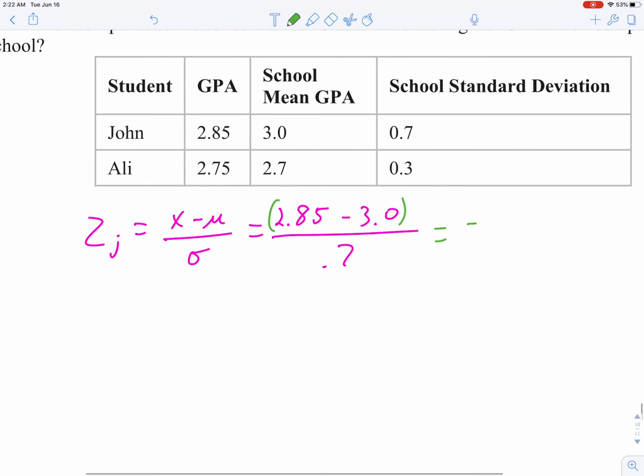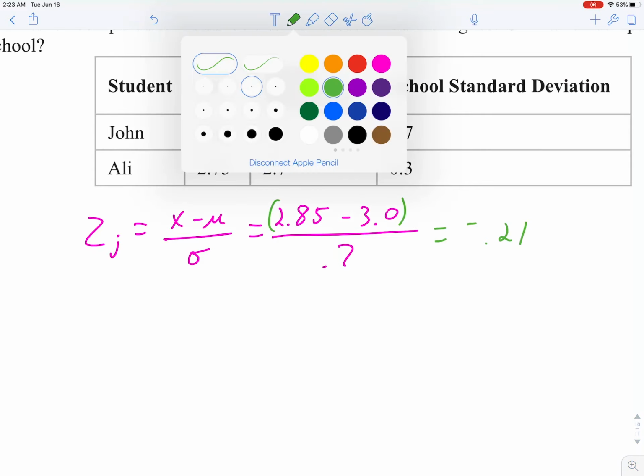Either way, be careful, but if you plug this into your calculator properly, you should get negative 0.21. Okay? So a z-score of negative 0.21 means, so a negative z-score means we're below average, right? Which makes sense. A 2.85 is below the school average of 3.0. So a negative z-score means below average. A positive z-score means above average. Okay, so John's GPA of 2.85 for his school is basically slightly below, 0.21 standard deviations below average.